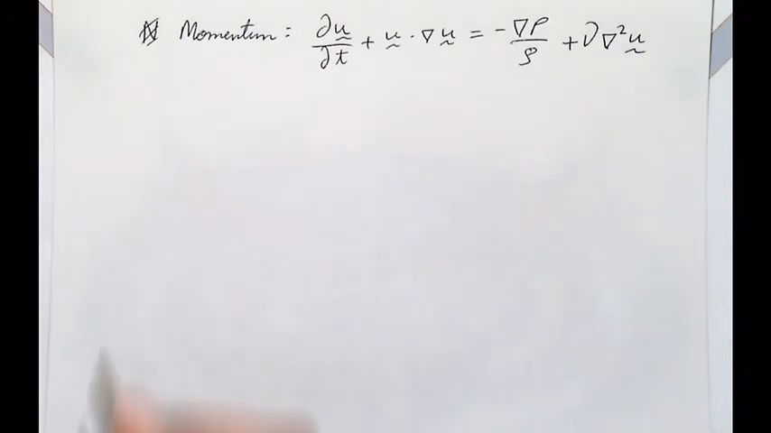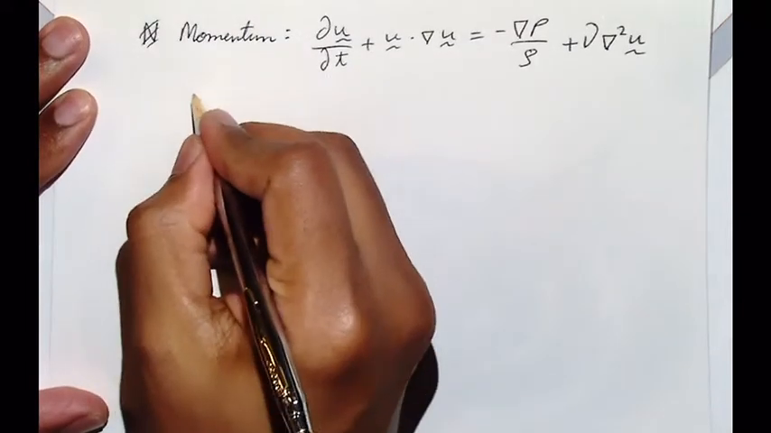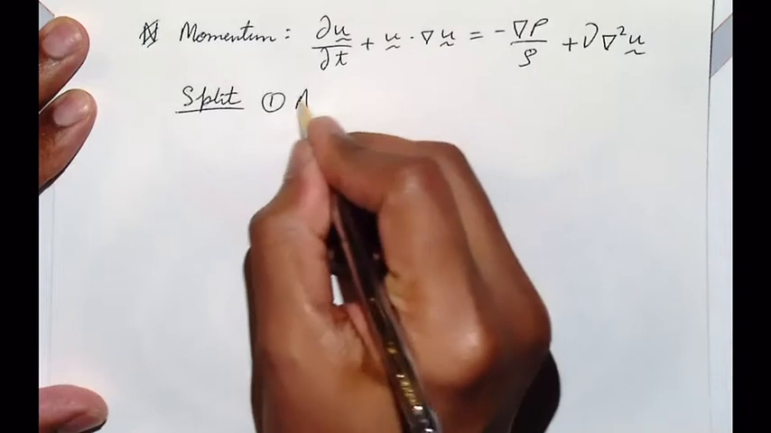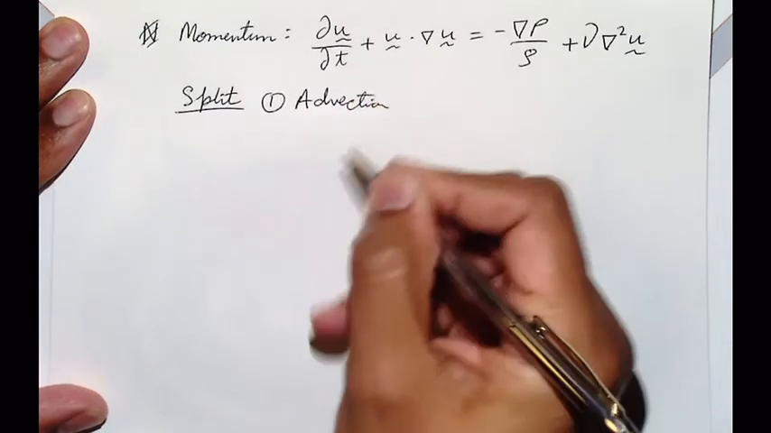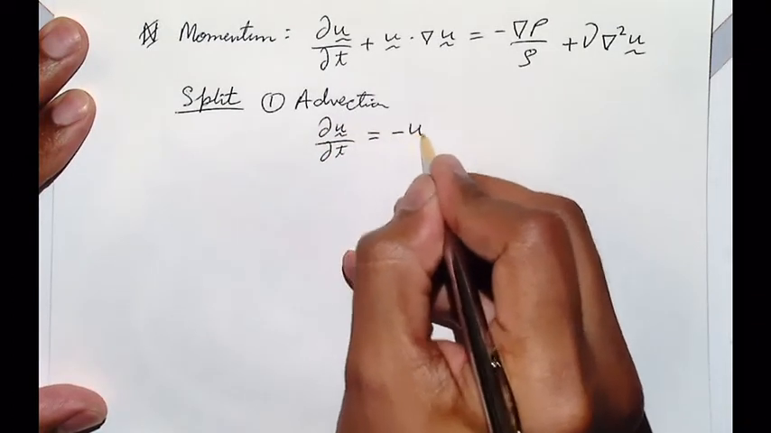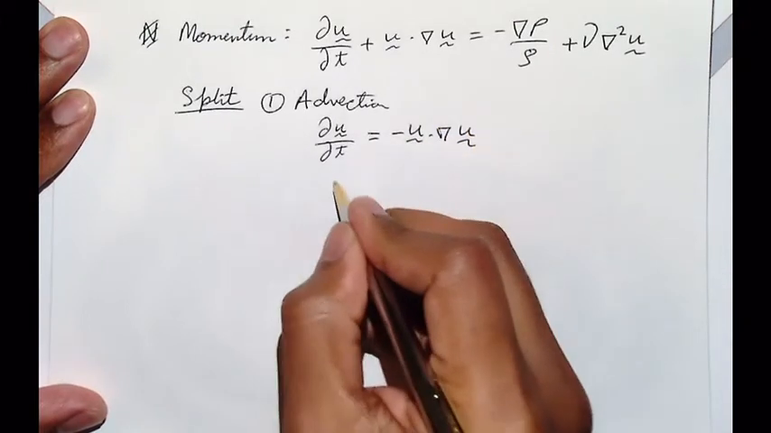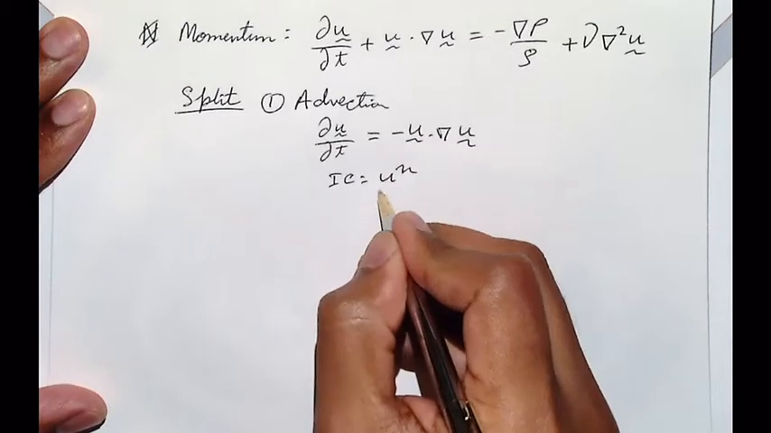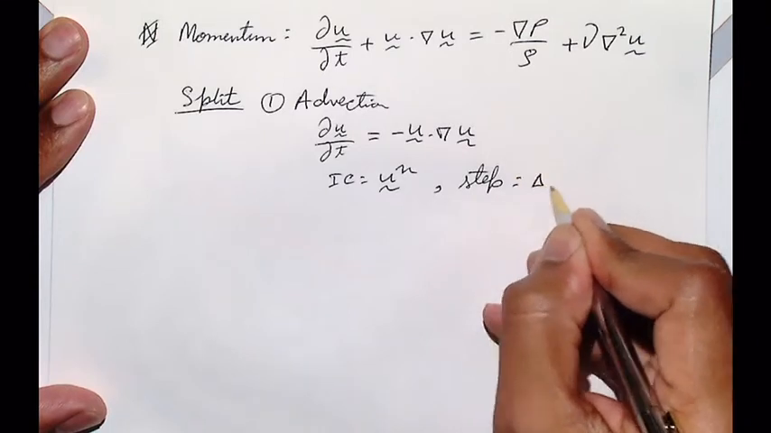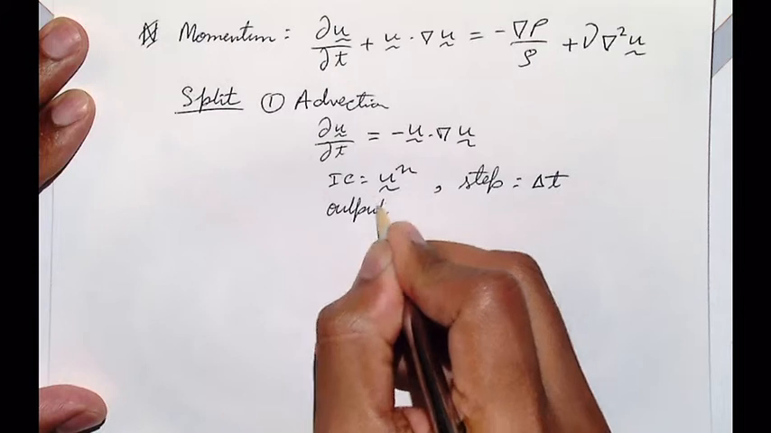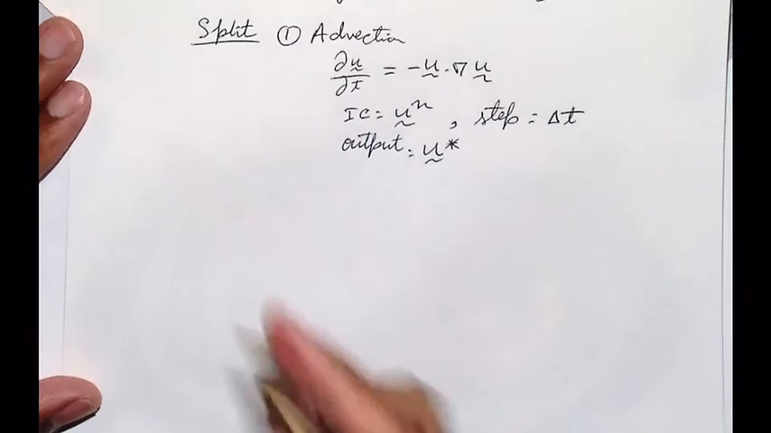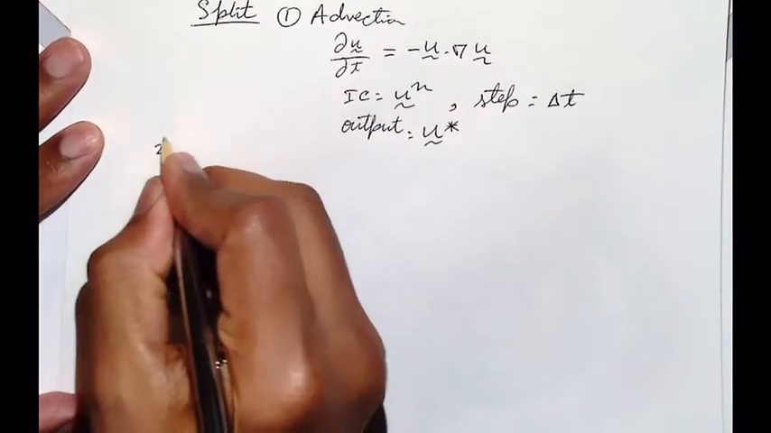Okay, and we said that we can use time splitting or fractional step methods to solve individual parts. So step number one might be advection. Do advection individually, which means del u by del t equals minus u dot nabla u. Okay, and here your input will be u n. Your time step, if you use Godunov splitting, will be delta t, and the output will be u star. Okay, and this you probably have in your notes. I'm just doing a quick recall.